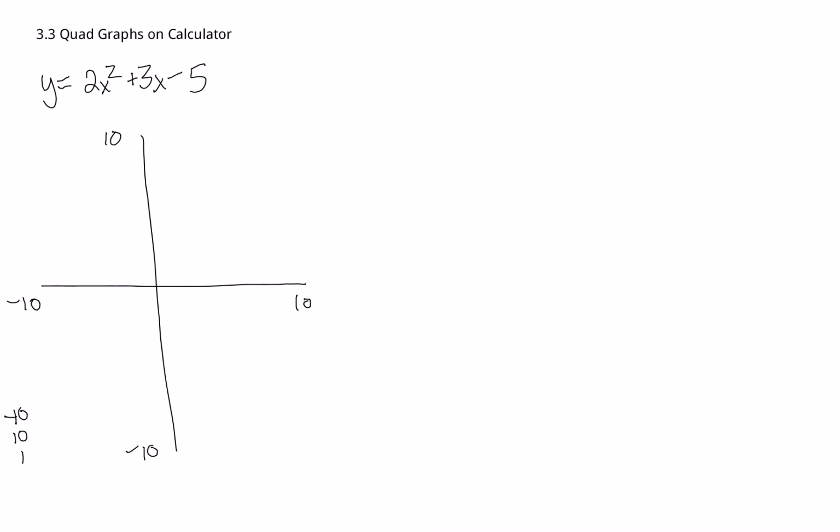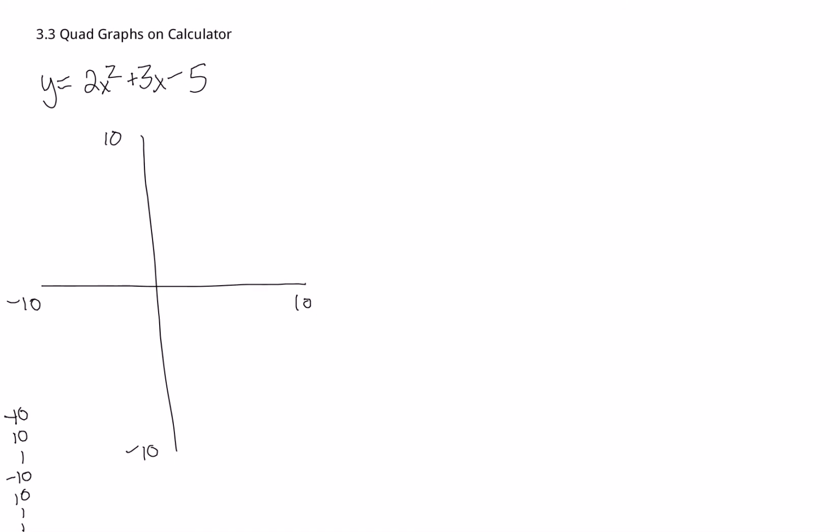The scale is 1. That just shows how many ticks it is, so you don't need to worry about that. And then do your y minimum and y maximum as negative 10 and 10, and leave the other ones as 1 as well. So if you have that, that's your normal window setting. You can change it manually, or if you hit zoom and then go to standard, so number 6, ZStandard, it'll reset it to be that automatically. Okay? So that's the first step.